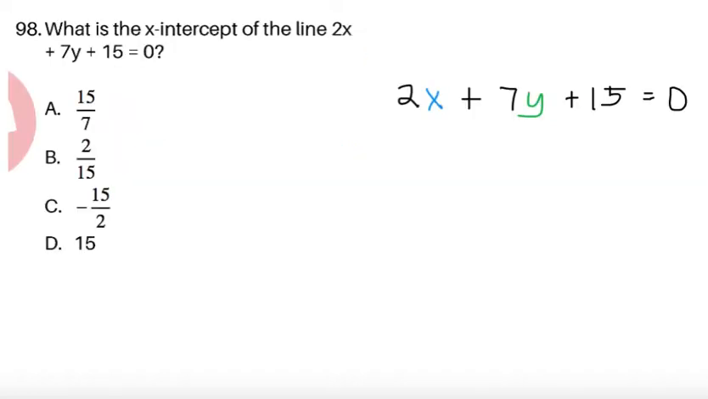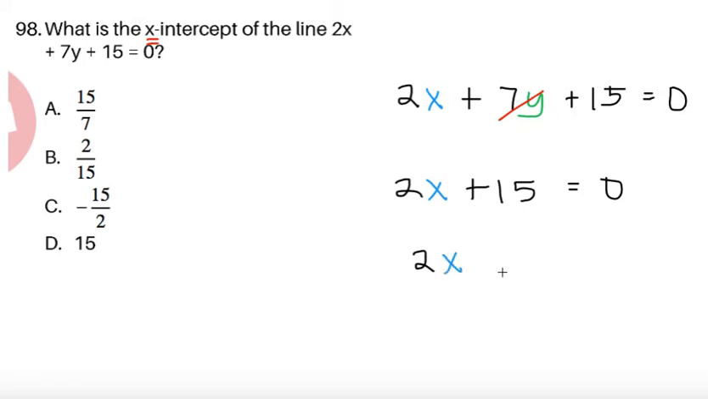Next, item 98. What is the x-intercept of the line 2x plus 7y plus 15 equals 0? Now, we can use the cover method. If I want to get the x-intercept, I'll cover the term with the y, so I'll cover 7y. On the other hand, if I wanted the y-intercept instead, I would cover 2x. Since we're asked for the x-intercept, I'm going to cover 7y over here. Essentially, I'm just going to solve 2x plus 15 equals 0 for x.